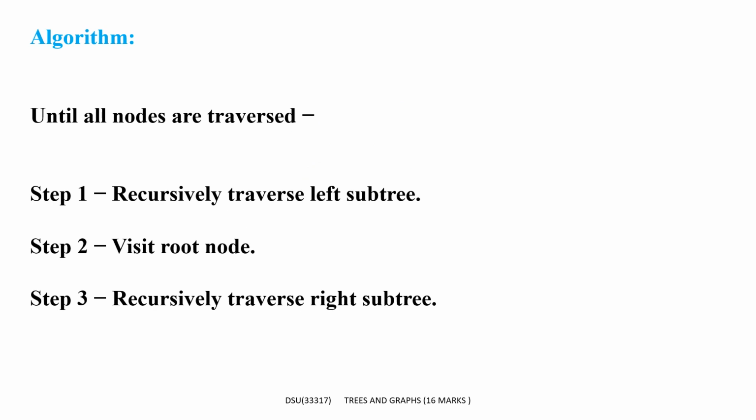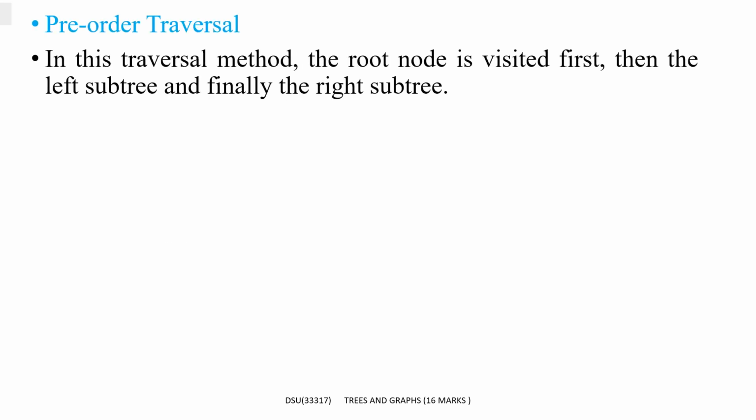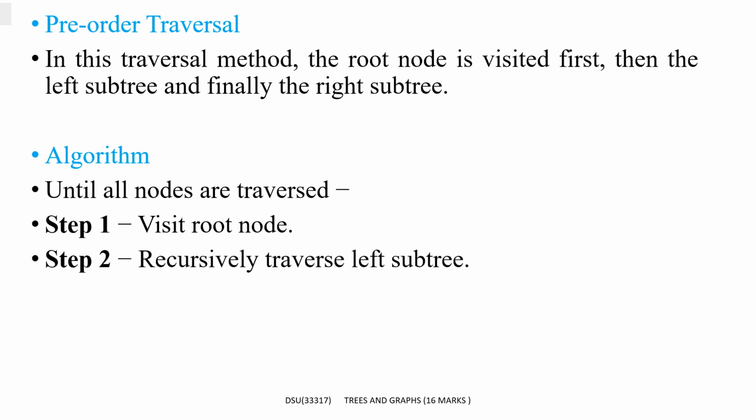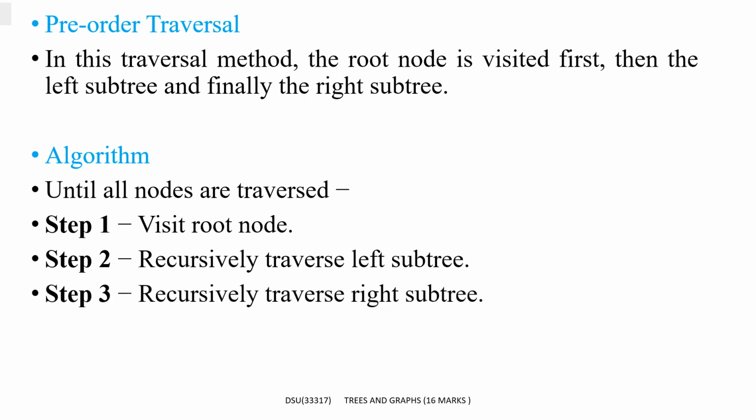Algorithm: until all nodes are traversed, step 1, recursively traverse the left subtree. Step 2, visit the root node. Step 3, recursively traverse the right subtree. Now the pre-order traversal. In this traversal method, the root node is visited first, then the left subtree, and finally the right subtree. Algorithm: until all nodes are traversed, step 1, visit the root node, then recursively traverse the left subtree, then recursively traverse the right subtree.